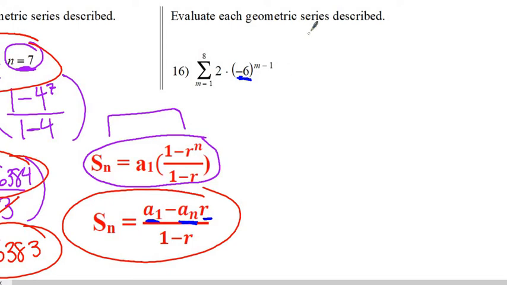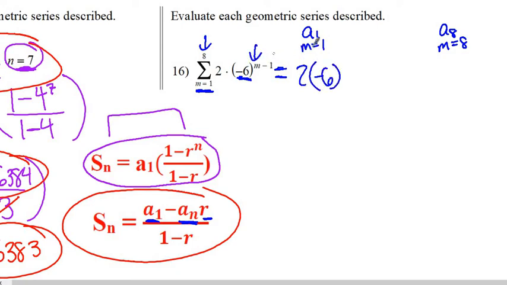To get the first term, to get a sub 1, we have to plug in this bottom number right here, m equals 1. So let's do that. And then all we also need would be the last term, which is going to come from plugging in that. So a sub, it would be the 8th term. We'll get that from plugging in m equals 8. So if we plug in 1 right here, we have 2 times negative 6 to the, I'm plugging in 1, so 1 minus 1 is 0. Anything to the 0 is equal to 1. So we have 2 times 1, that just equals 2.